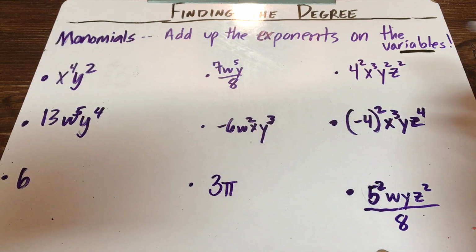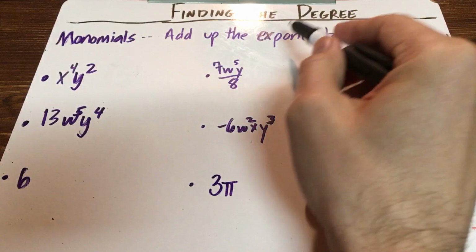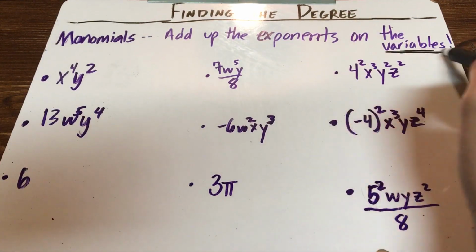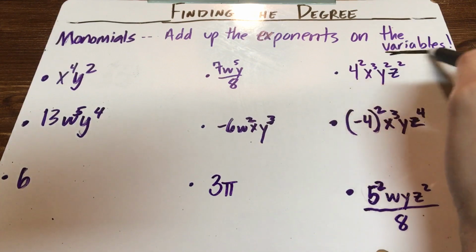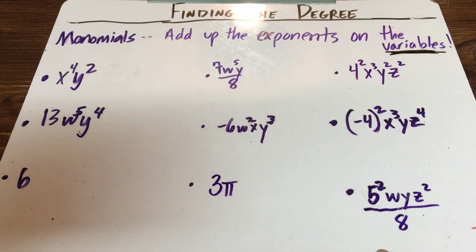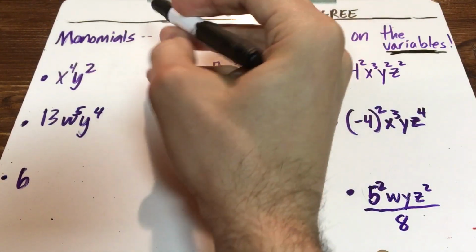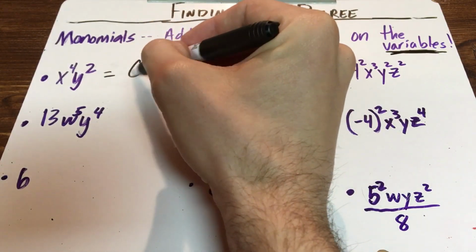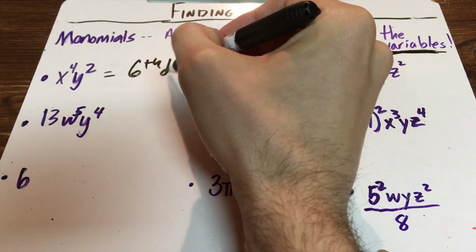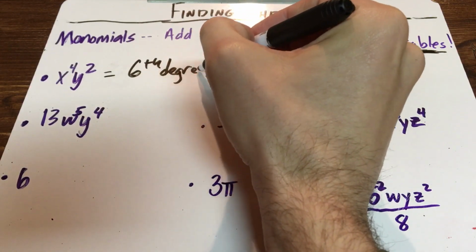And so here's how you find the degree of a monomial. You add up the exponents on the variables. Only on the variables. That's very important, right? Only on the variables. So we'll start out pretty simple. Here you have 2 variables. You have 4th power and 2nd power. You can add those up. 4 plus 2 is 6th degree. So I would call this a 6th degree monomial.